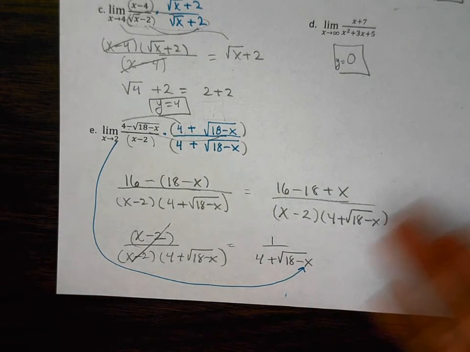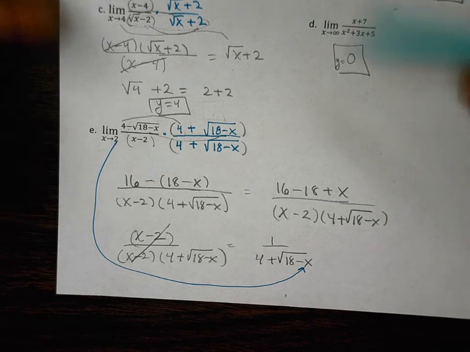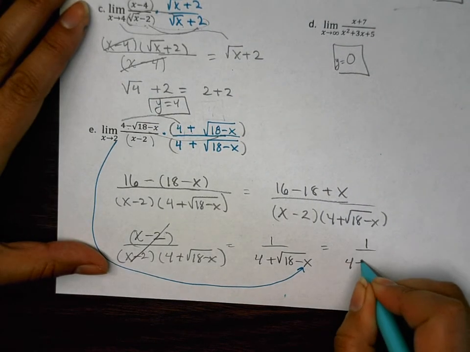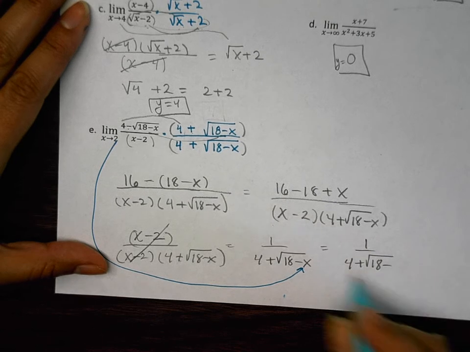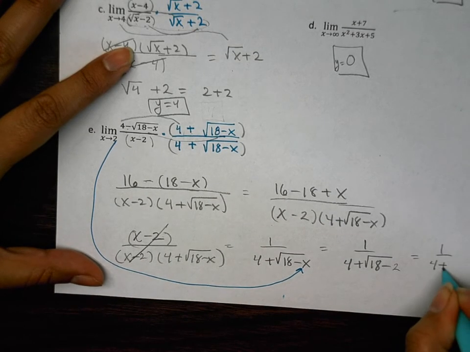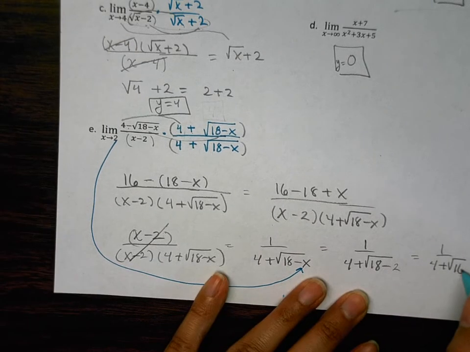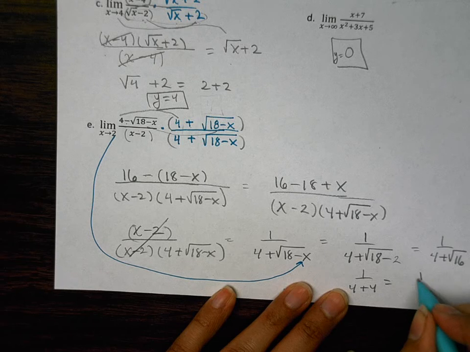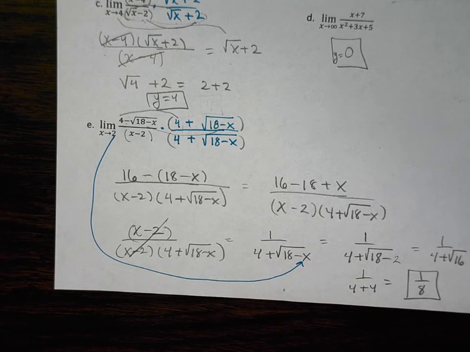Now, of all the ones we've done so far, would you agree this one's the one with the most work? All the other ones, and you will have some this easy, the ones we did up at the top. Okay, 1 over 4 plus the square root of 18 minus, what are we plugging in? 2. 1 over 4 plus the square root of what? 16. So 1 over 4 plus 4, which is 1/8. Questions? No questions?